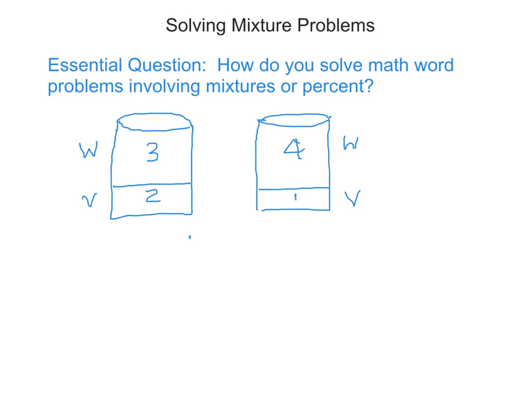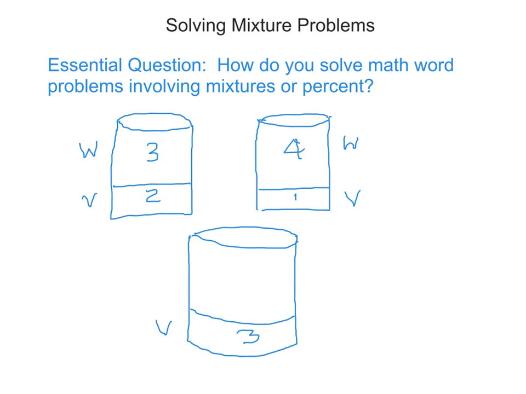Well, let's see. So let's assume we have this larger 10-gallon container. And obviously we will have 10 gallons in this, but how many gallons of vinegar are we going to have? We're going to have 3 gallons of vinegar and 7 gallons of water.